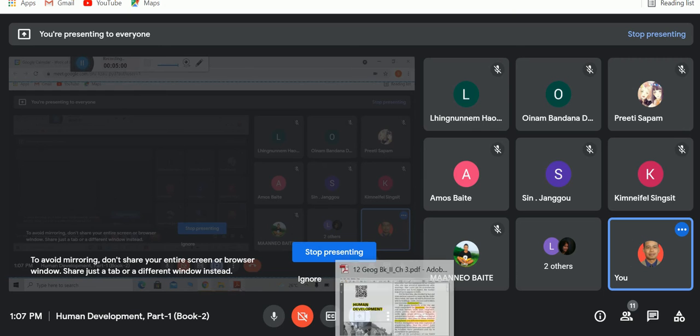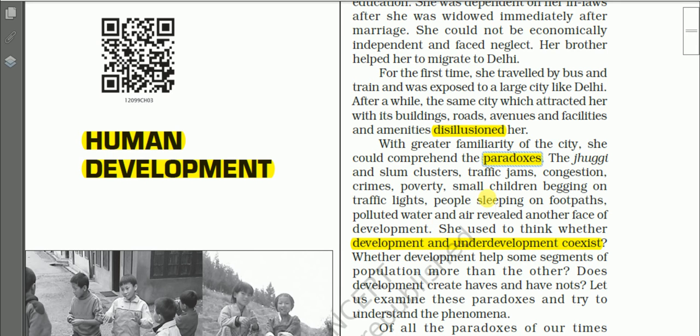Paradoxes means a statement that contradicts itself. That means a statement starting with something apparently true that leads to an unacceptable conclusion. In the beginning, you may find that it is true, but later on, you may find it is an unacceptable conclusion. That is called a paradox. So, what are the paradoxes you will find in the city?